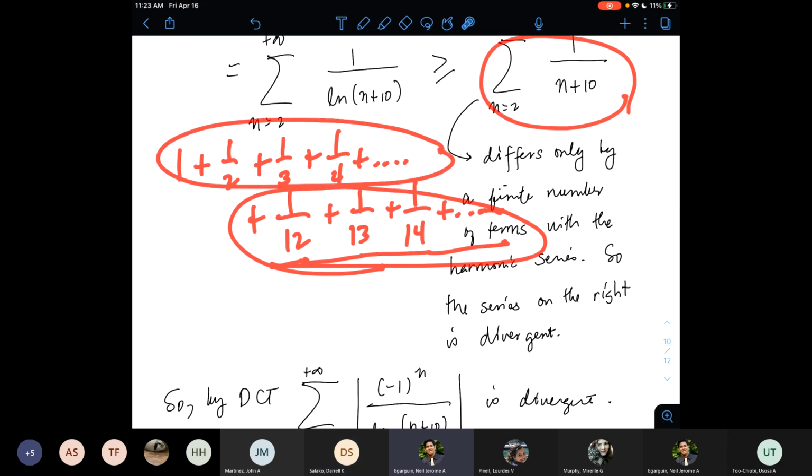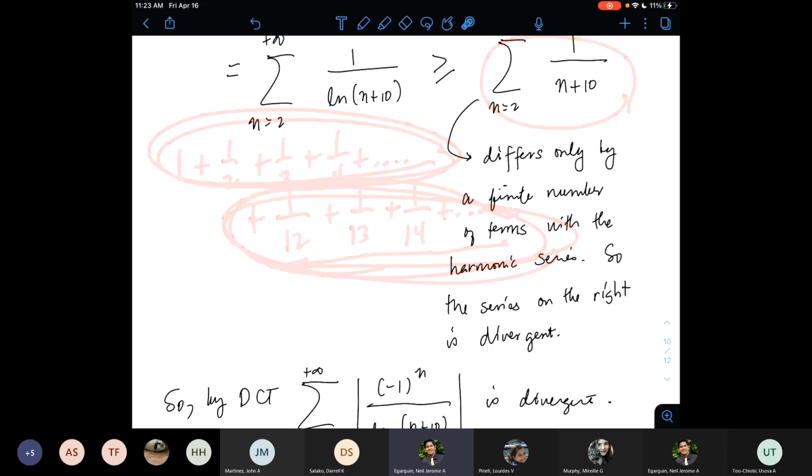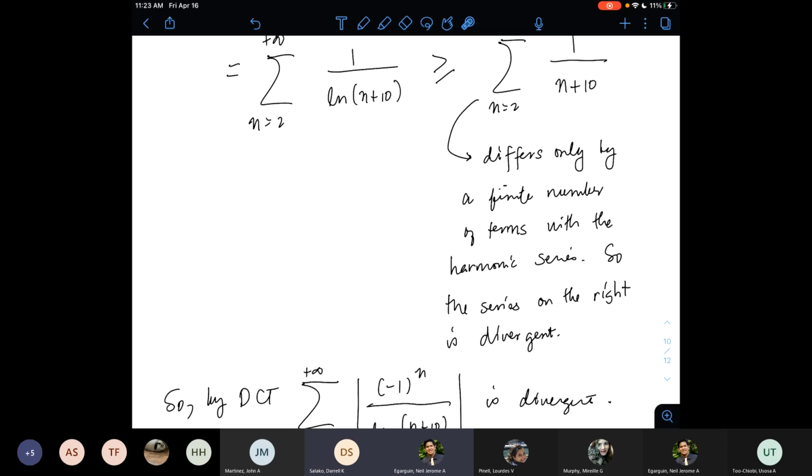The thing is, if your series only differs by a finite number of terms, in this case we only differ by 12 terms from the harmonic series, then they will still have the same behavior. Since the harmonic series is infinite, this one will be infinite because you are just subtracting a finite number of terms. If you're not convinced, or you cannot think about it that way, you can do the limit comparison test with the harmonic series, and you will also come up with the same conclusion, right?